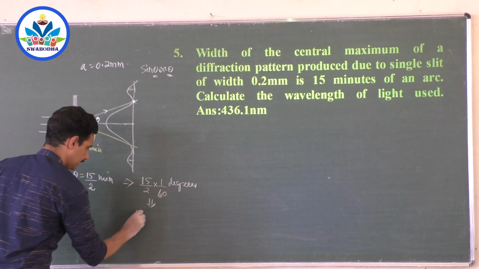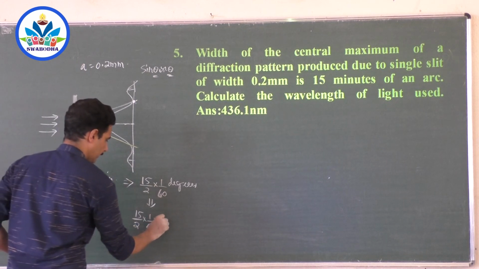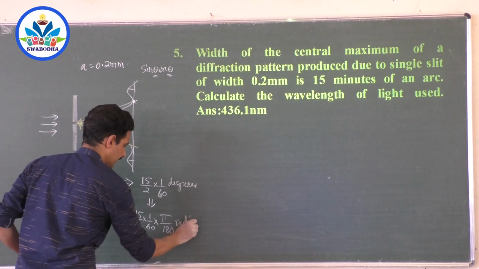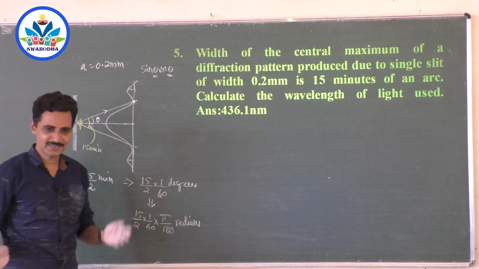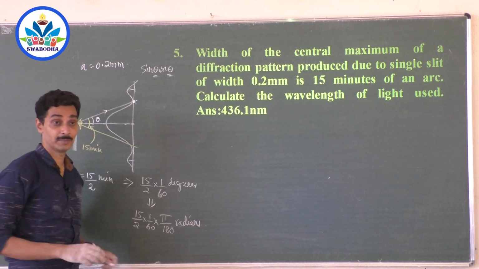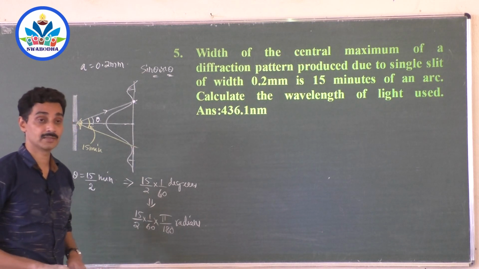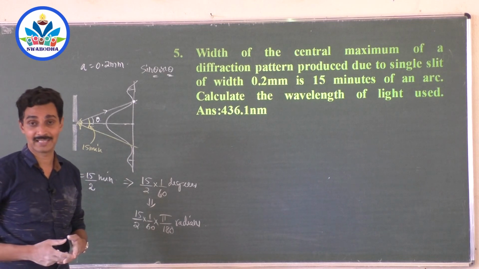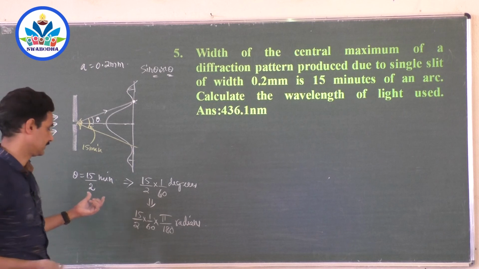So 15 by 2 into 1 by 60 into pi by 180 radians. Now this is ready. Now this angle theta is ready. But it is not tough. You must know this earlier itself, because in the examination it is very difficult to imagine discovering at that moment that you have to convert it into radians. You should have a knowledge of doing this earlier itself.